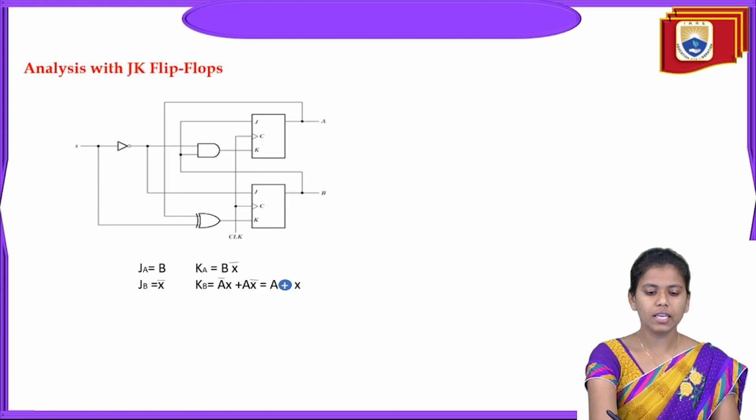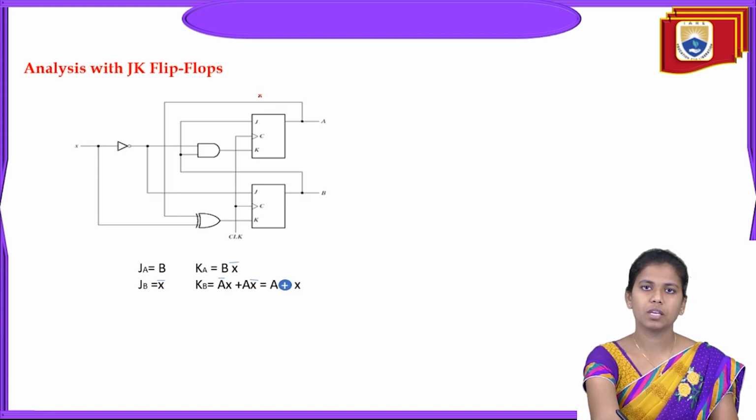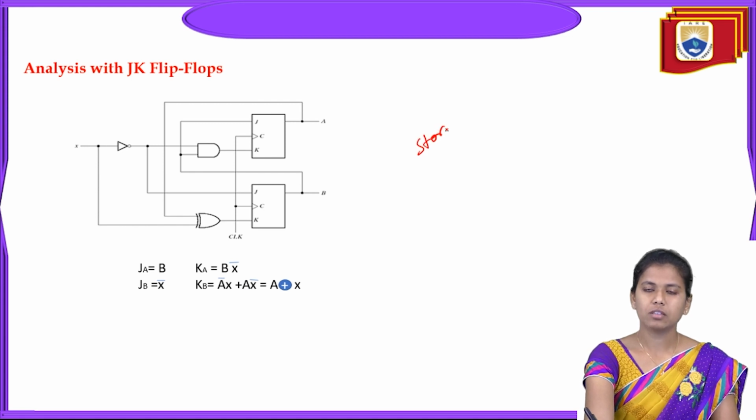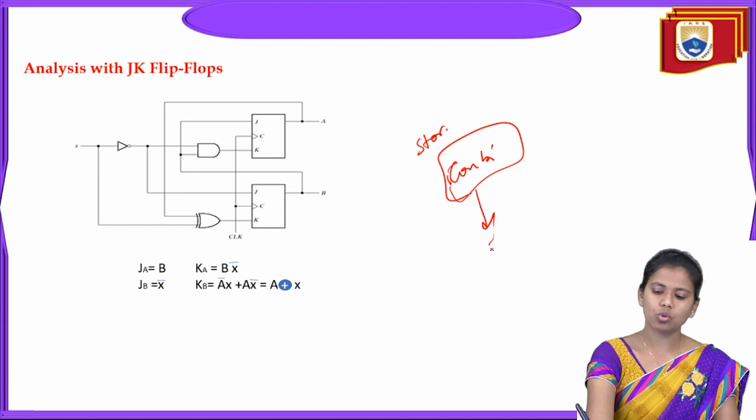So now we'll see the analysis with JK flip-flops. As I said, in the sequential machines, the combinational circuits are considered together with the storage elements.